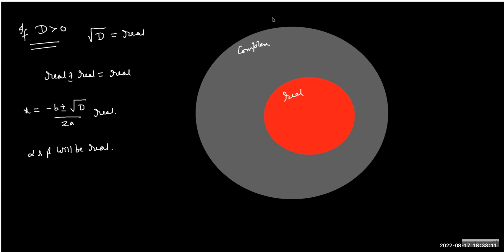And inside the real world, there are two separate worlds. One is called irrational, and the remaining is a rational world. Okay. So what is irrational? I hope you might have heard about the words rational and irrational.